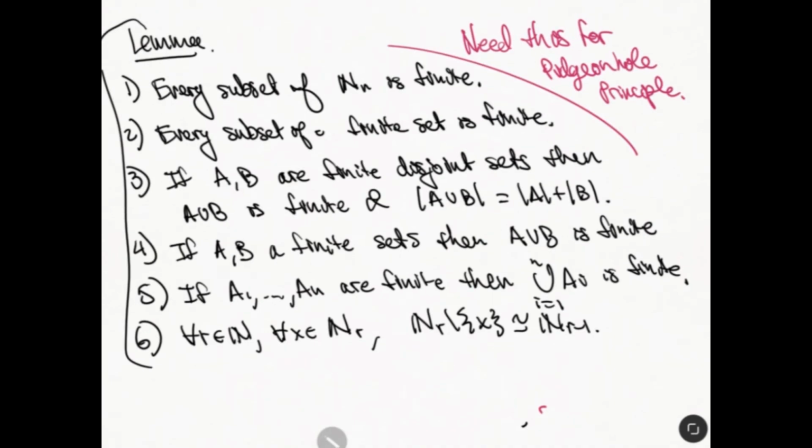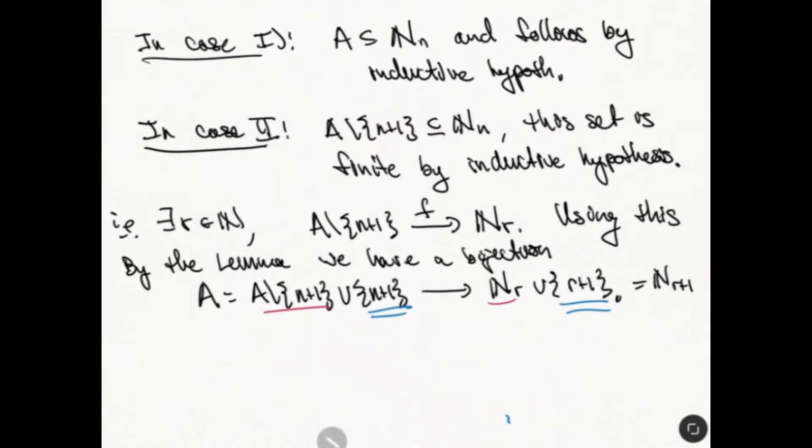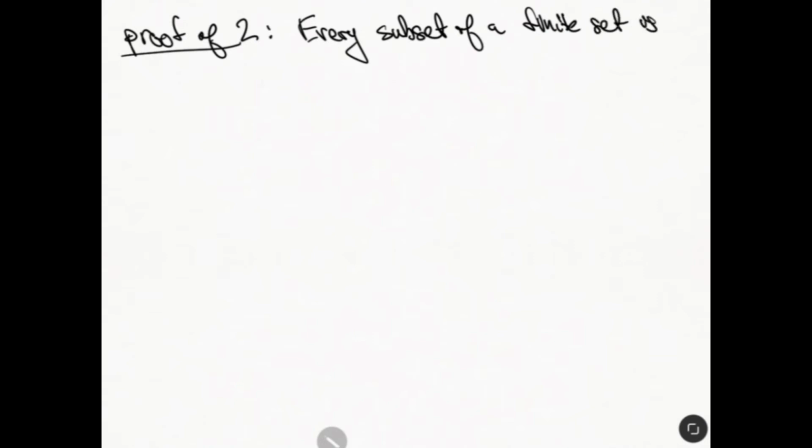Okay, so let's prove the next step, the proof of 2. This one also is not very difficult. It's that every subset of a finite set is finite. So we showed that every subset of N_m is finite, so we know every subset of a finite set is finite.